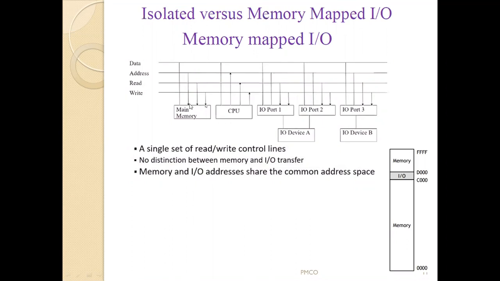If you observe here, we have the memory, the CPU, and the I/O devices. In memory mapped I/O, there is a single set of read-write control lines, the read line and the write line, for the memory, the CPU, and I/O devices. These are connected to a single set of read and write control lines, and there is no distinction between memory and I/O transfer.